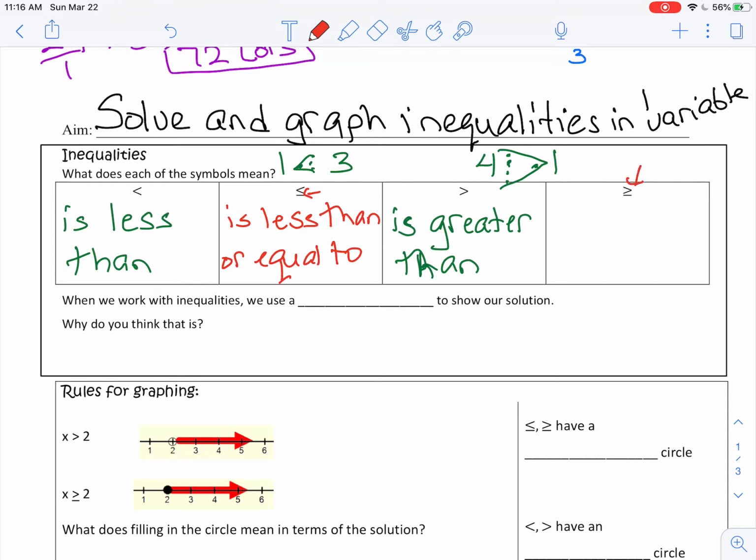So if that symbol is less than or equal to, this symbol over here is going to be is greater than or equal to. Is greater than is the top part of the symbol, and the bottom part of the symbol is a little bit of a little half equal sign. All right.